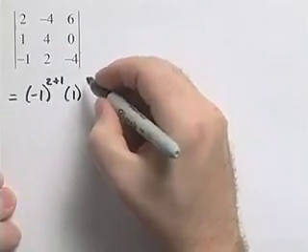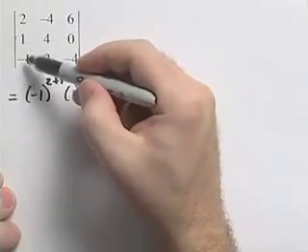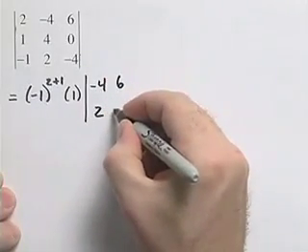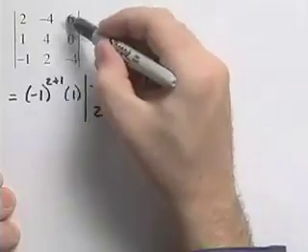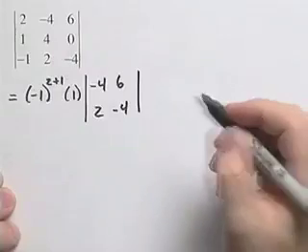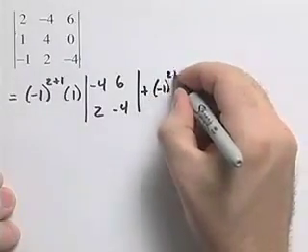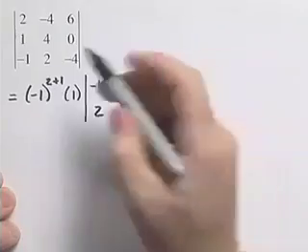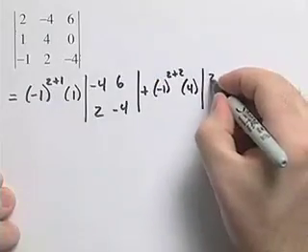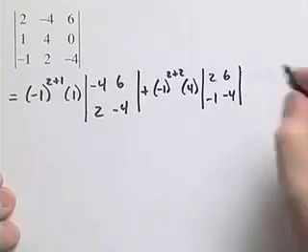Then we need our minor determinant. Since we are using row 2, column 1, our minor will be -4, 6, 2, -4. Use the remaining entries if we ignore row 2 and column 1. This will be plus -1 to the 2 plus 2 power times 4, working on the second entry, times the determinant of 2, 6, -1, -4.